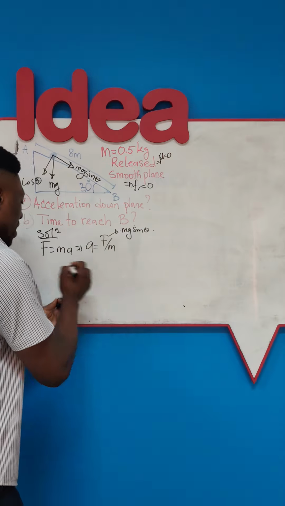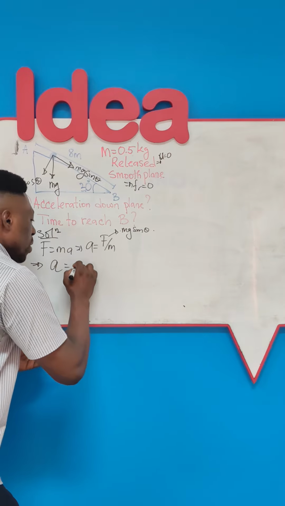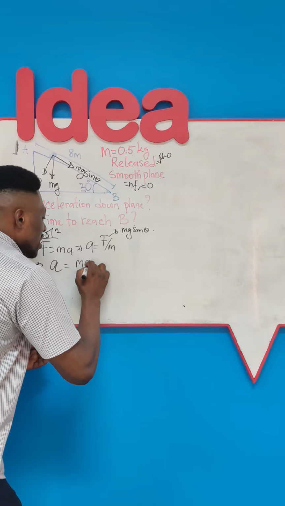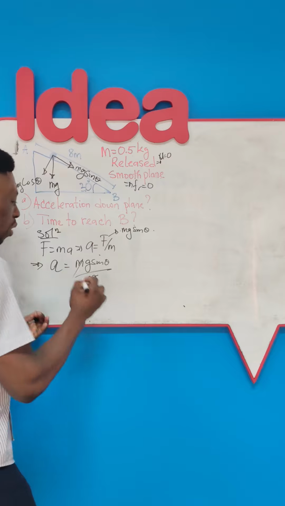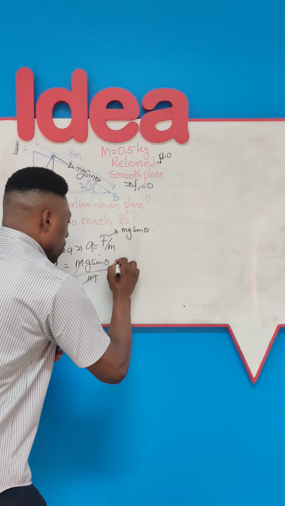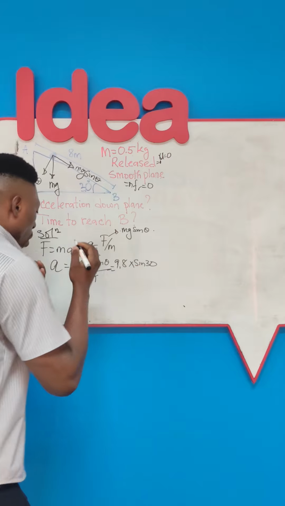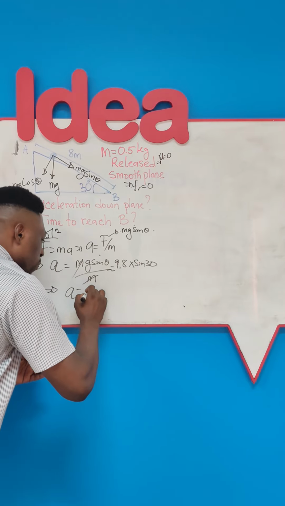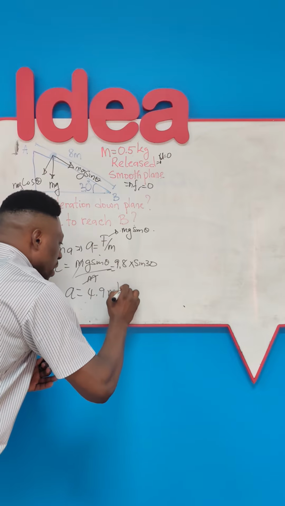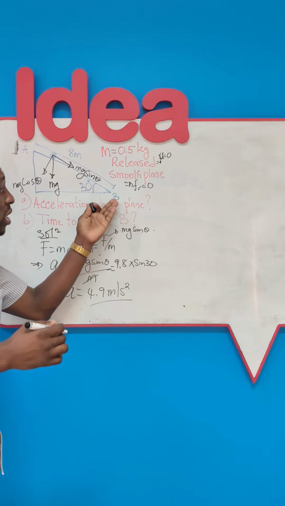So if we correctly apply this, the acceleration down the plane, a, will be equal to mg sine theta all over m. The two m's will go off, and we know g is 9.8, times sine of 30. If you correctly punch this on your calculators, you have that the acceleration down that plane will be 4.9 meters per second squared.